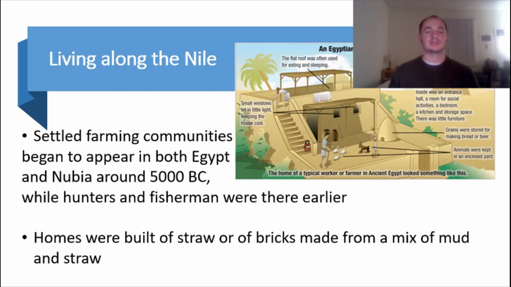So before this, before we start to see these farming communities, we mostly just see hunters and fishermen in the area going after game like antelope and things like that, and then fishing the fish in the river, because with the cooler temperatures and the plant life in the area, you're going to see a lot more animals coming into the area, which then attract hunters and fishermen.